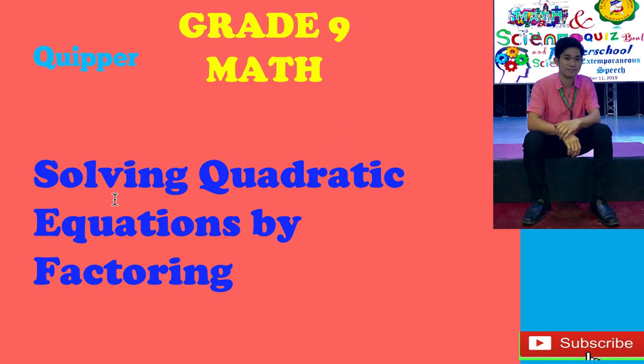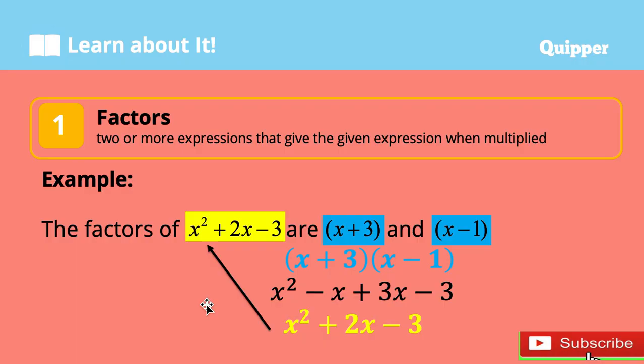In today's video, you will learn how to solve quadratic equations by factoring. Let's learn first the word factors. Factors are two or more expressions that give the given expression when multiplied. For example, the factors of x squared plus 2x minus 3 are x plus 3 and x minus 1.